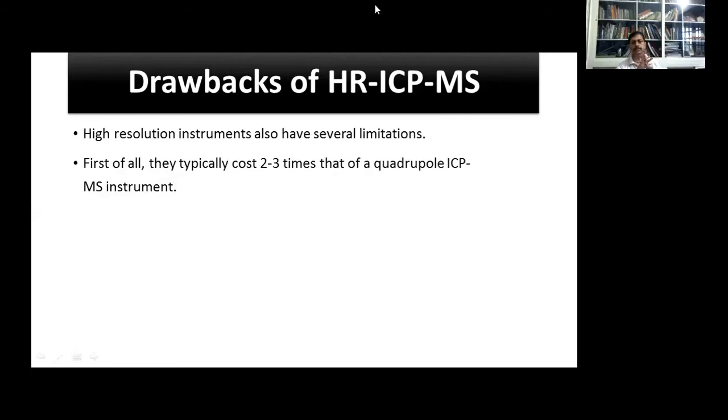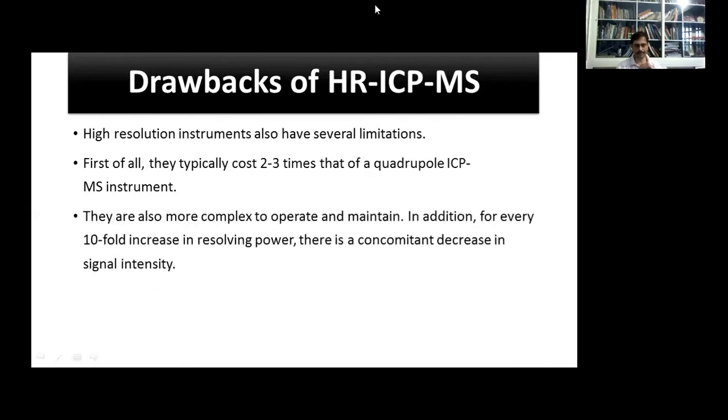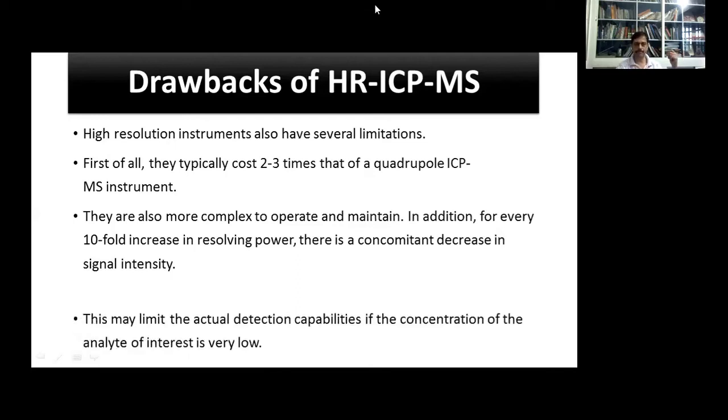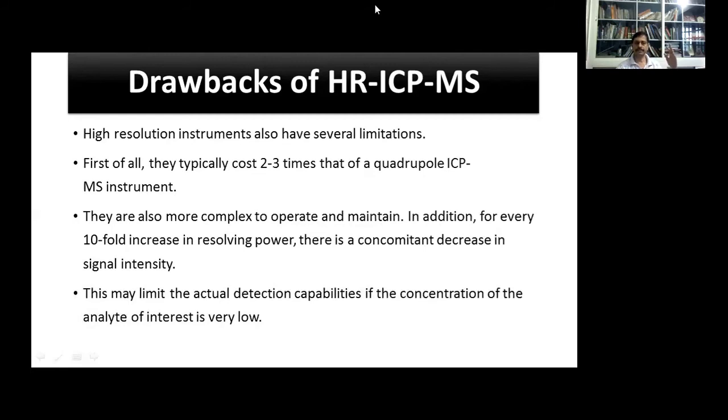High resolution instruments are typically expensive, 2 to 3 times costlier than a regular quadrupole ICP-MS instrument. They are also more complex to operate and maintain. In addition, for every 10-fold increase in resolving power, there is a concomitant decrease in the signal intensity. That is a problem. Because of this, actual detection capabilities may be limited if the concentration of the analyte of interest is very, very low.